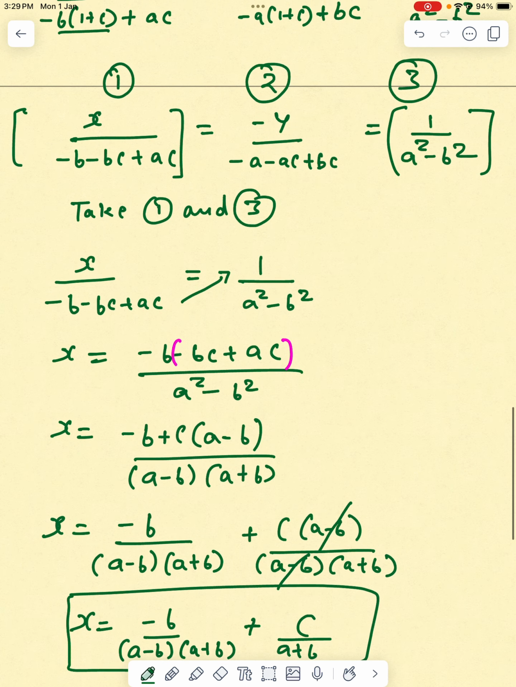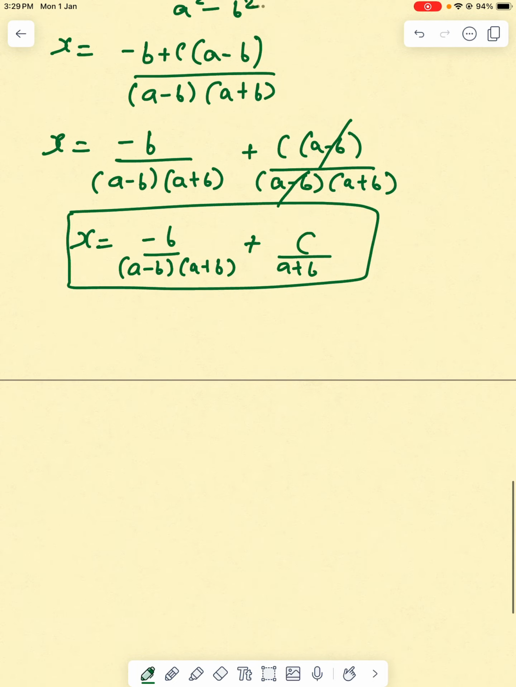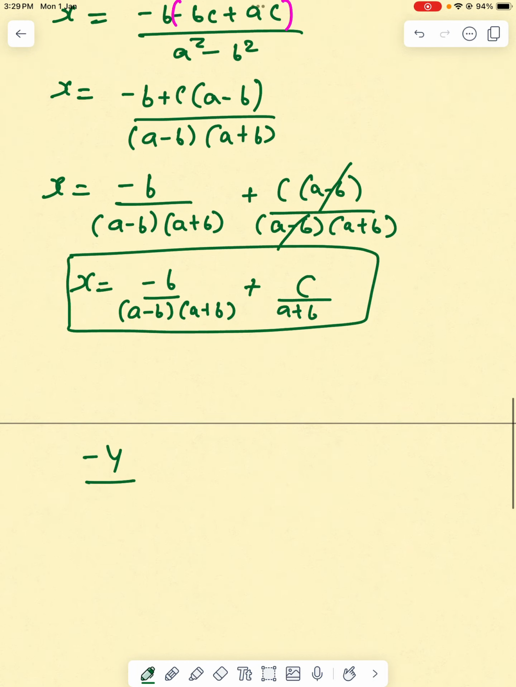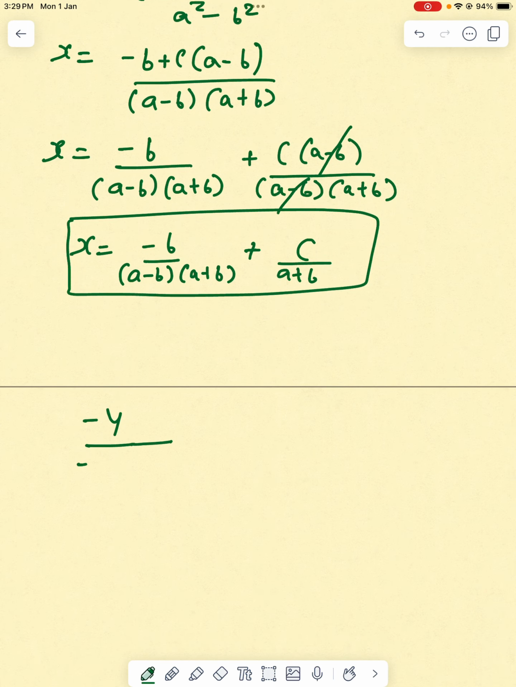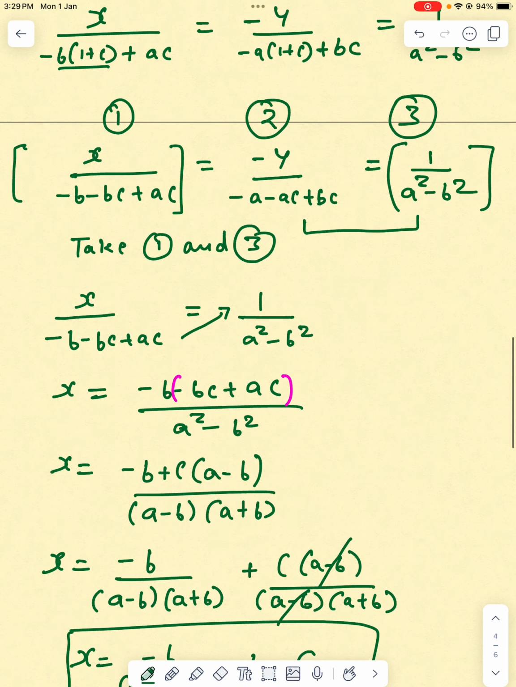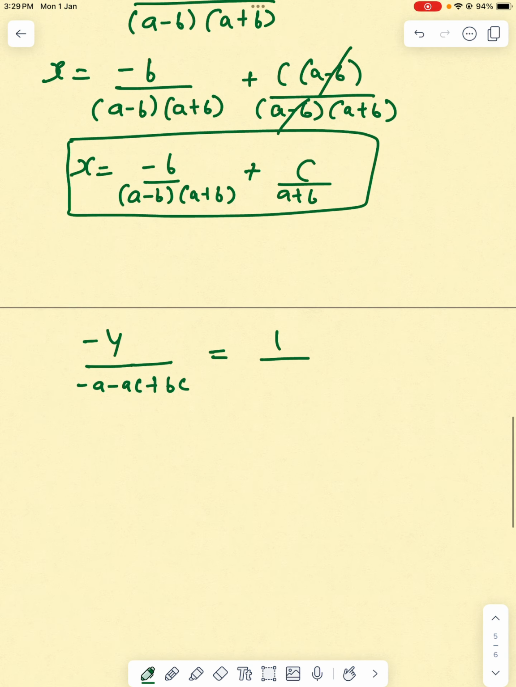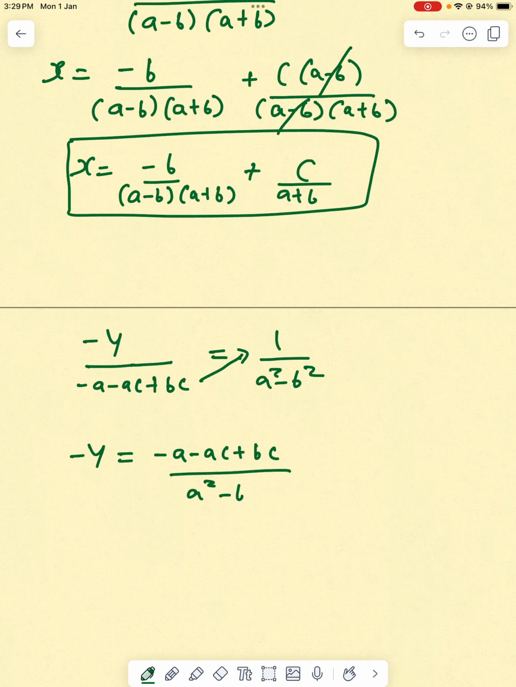What about the value of y? Just take equations 2 and 3 together. So I'm writing it on the next slide like this, minus y upon minus a minus ac plus bc is equals to 1 upon a square minus b square. So similarly, take this term on this side, minus y upon minus a minus ac plus bc on a square minus b square. I am adding negative sign on both sides.